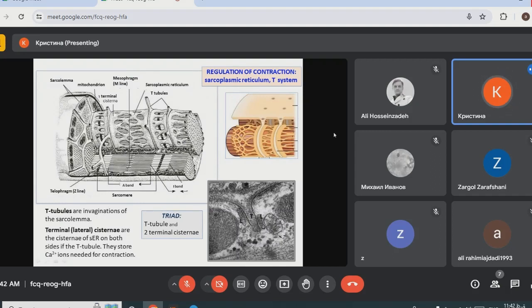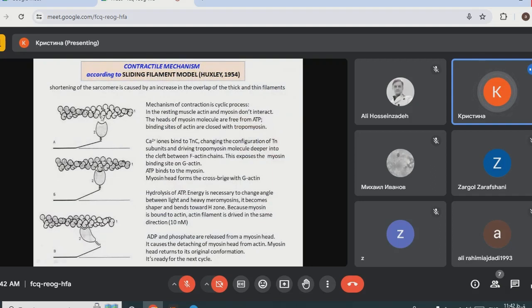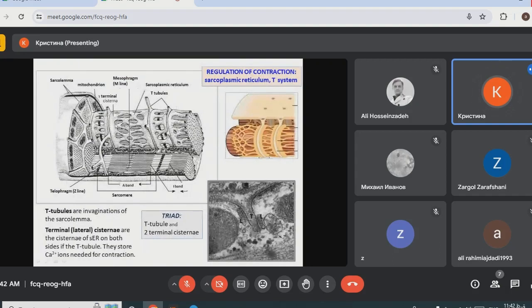Regulation of contraction. So in order to perform the contraction, we need calcium. Calcium ions are needed, as you know, to release the actin sites on the actin molecule, the sites of binding to the head of the myosin filament. So we need calcium. Calcium is stored inside the smooth endoplasmic reticulum. Smooth endoplasmic reticulum is called here sarcoplasmic reticulum because sarco stands for muscle here.